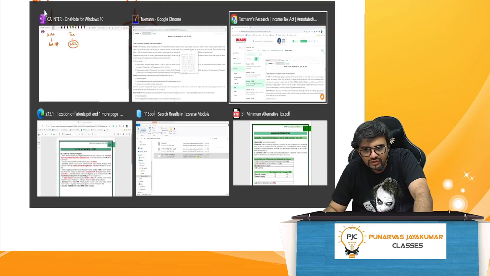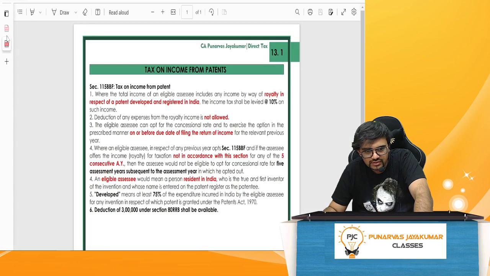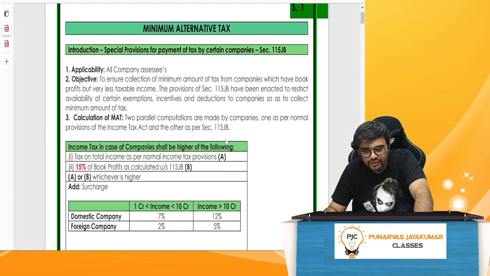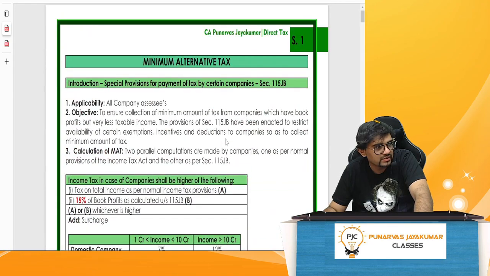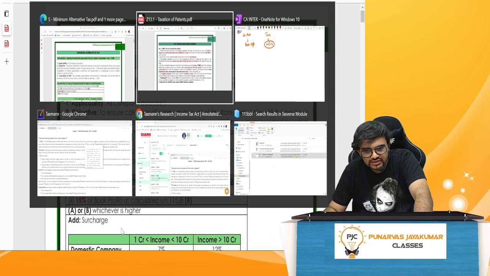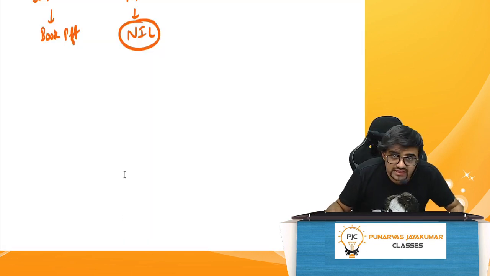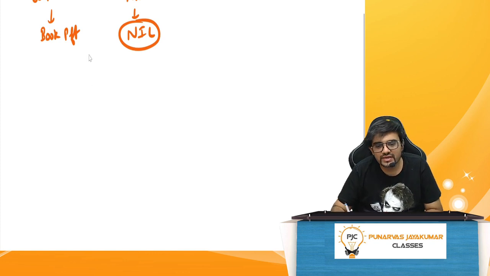By the way, the MAT topic in our notes is on page S.1, S.1, S.2, like that it goes. Please see module number 1, minimum alternate tax, MAT, section 115JB, that's how it is. So the tax rate, generally they'll make it nil. How will I make it nil?